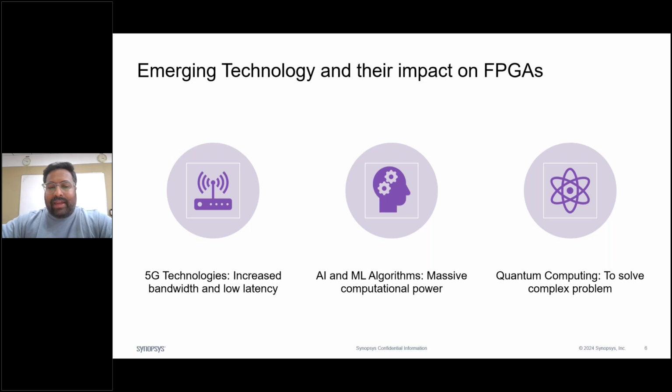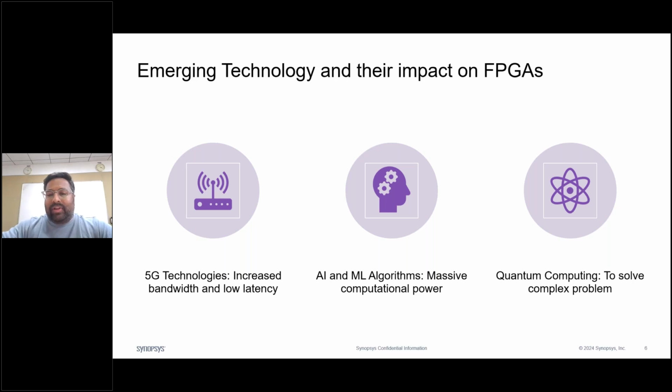Next is AI/ML algorithms. As you know, AI algorithms demand a lot of computation. They require a lot of computational power, and with this advancement, FPGAs should be able to handle it. In terms of AI algorithms, they need to process a lot of data in parallel. So FPGAs are best suited for AI and ML algorithms and their implementations.